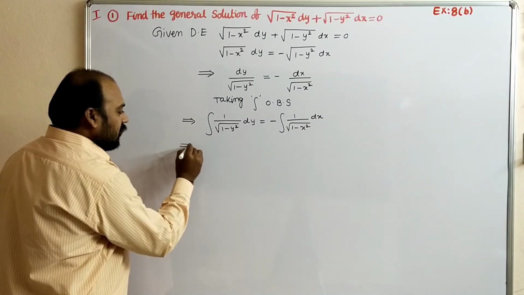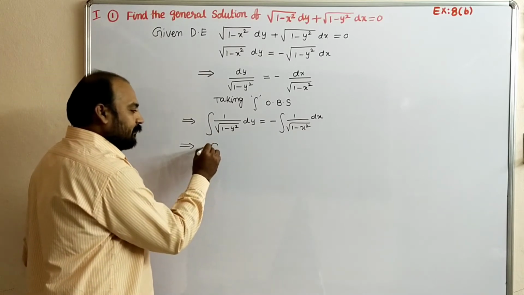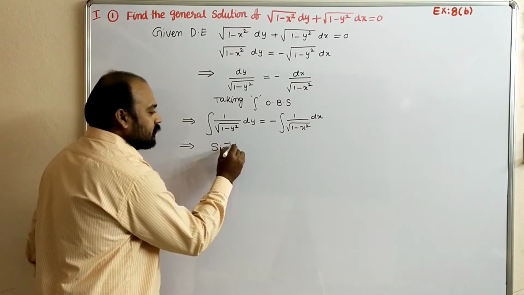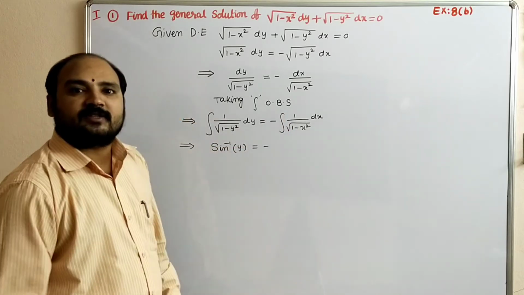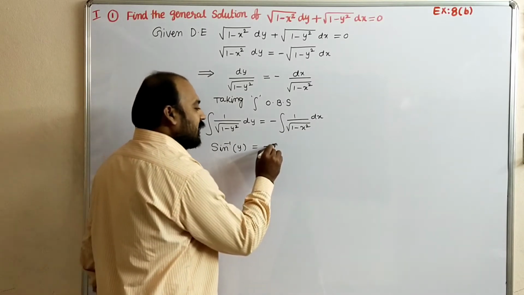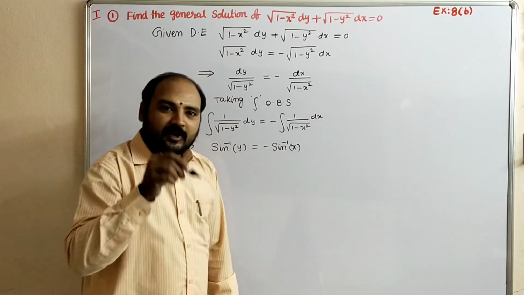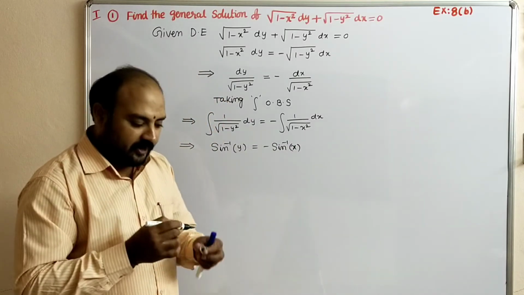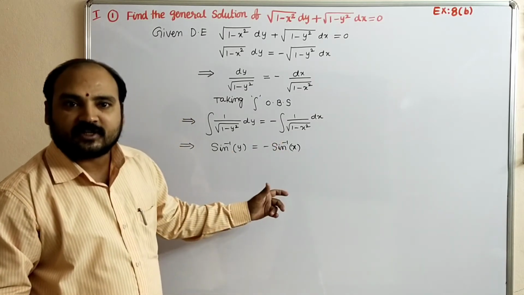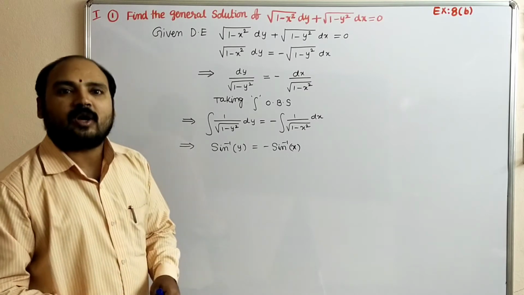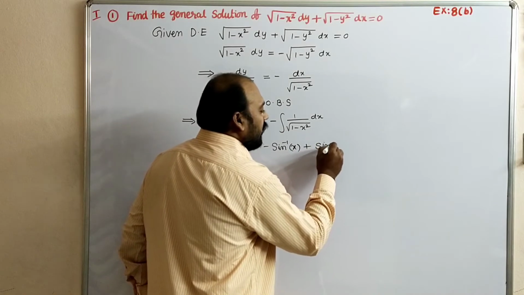We know that integral 1 by square root of 1 minus y square is sine inverse y, is equal to minus integral 1 by square root of 1 minus x square dx, sine inverse x. After that, we have to put the integration constant after completing the integration. Here both terms are in terms of sine inverse function, so even the constant I am going to write in terms of sine inverse. We have to write it as sine inverse c.